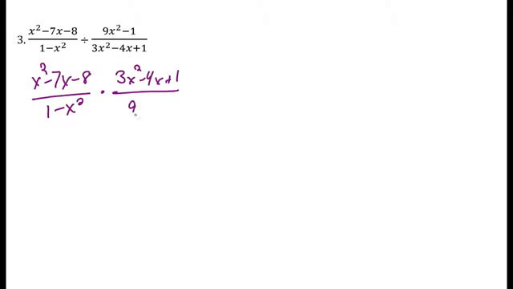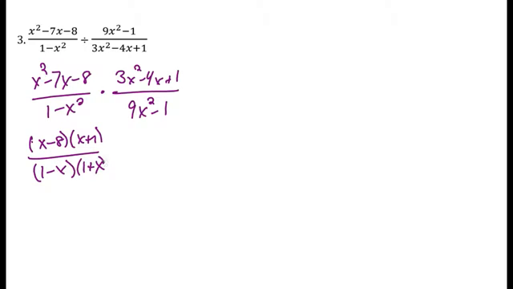Alrighty, to divide, we multiply by the reciprocal. So we have (x squared minus 7x minus 8) divided by (1 minus x squared) times the reciprocal, (3x squared minus 4x plus 1) over (9x squared minus 1). So we factor and we get (x minus 8)(x plus 1). 1 minus x squared is the difference of perfect squares. It's (1 minus x)(1 plus x). Yes, you have to write it that way because 1 is in the front seat, and 1 has to be in the front seat when I factor it.